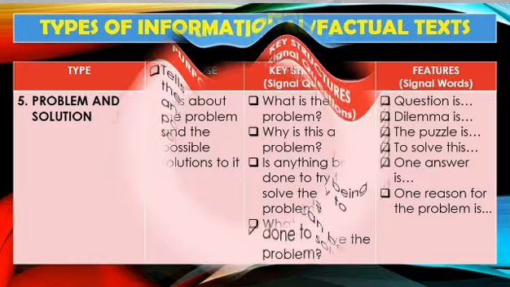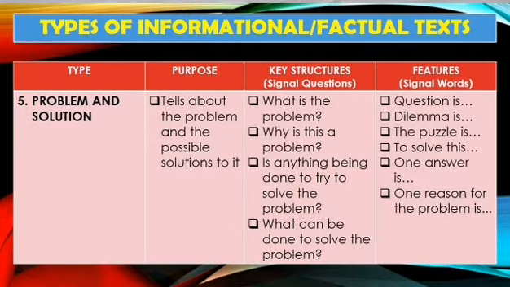Next, we have the problem and solution. For the purpose, it tells about the problem and the possible solutions to it. The key structures or the signal questions: what is the problem? Why is this a problem? Is anything being done to try to solve the problem? What can be done to solve the problem?